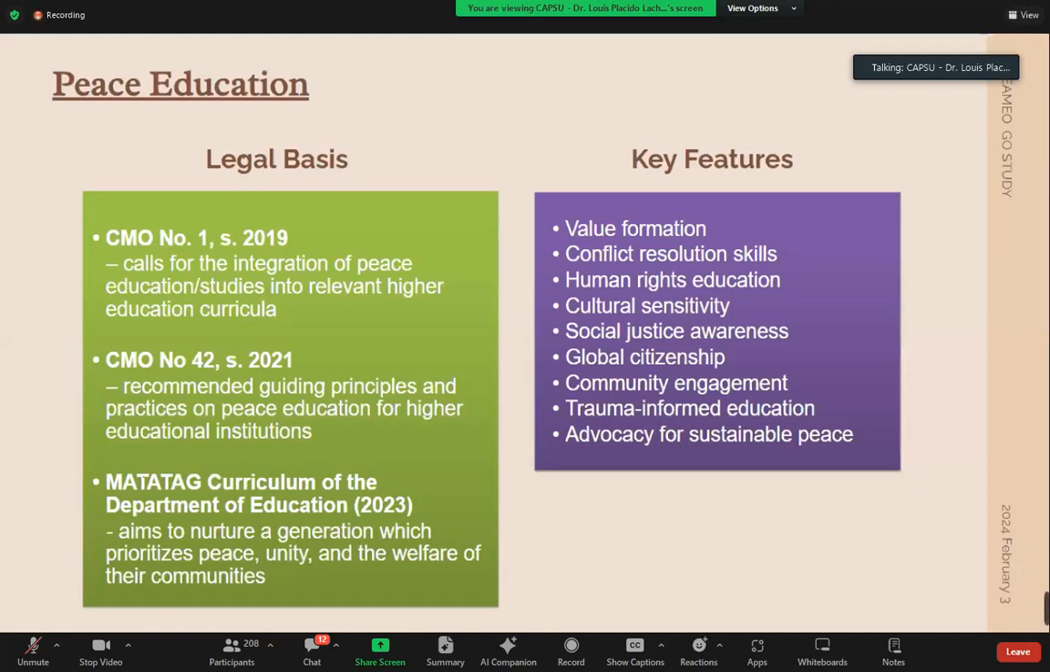So peace education seeks to promote knowledge, skills, and attitudes necessary for individuals to contribute to creating a culture of peace. It also involves teaching of conflict resolution, understanding multiple and varied perspectives, fostering empathy, and promoting non-violent communication.